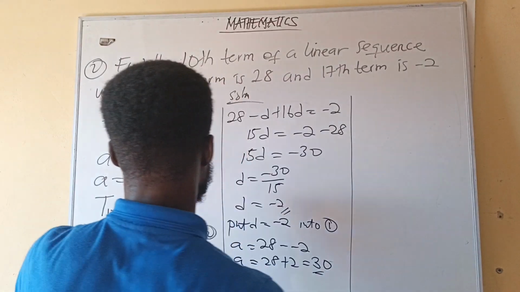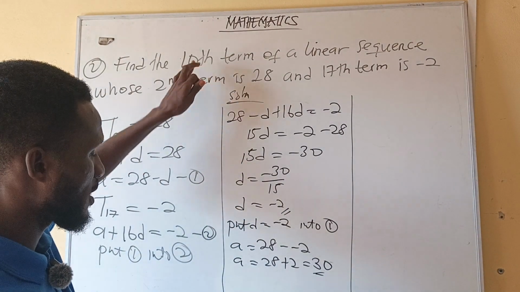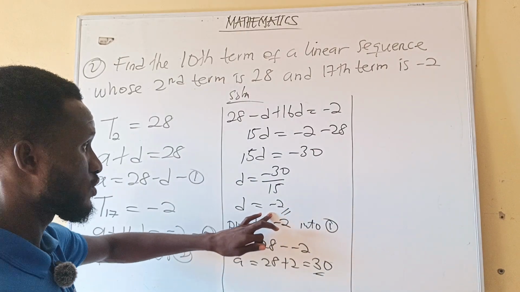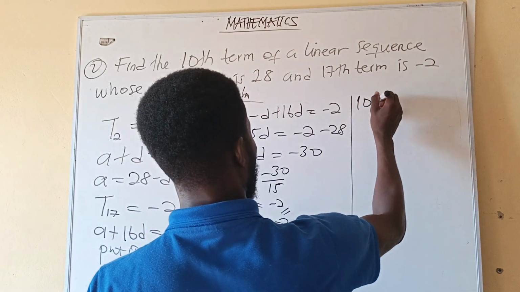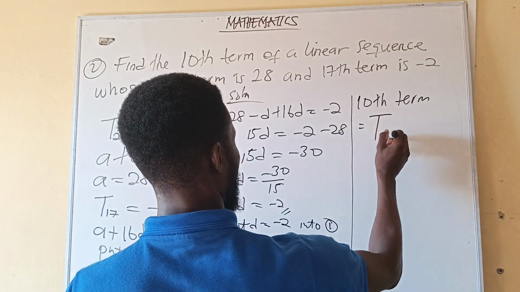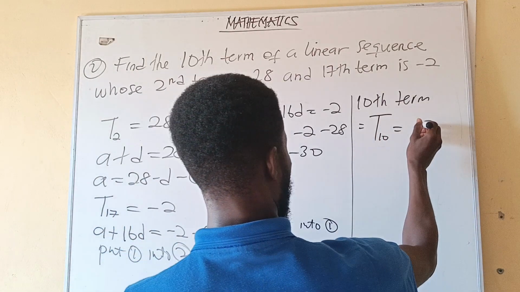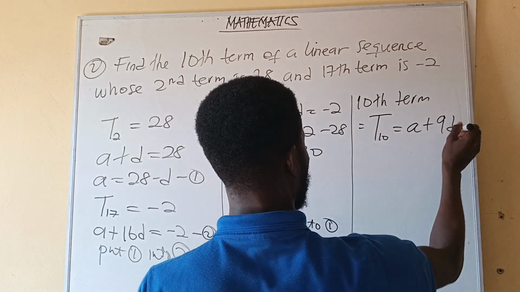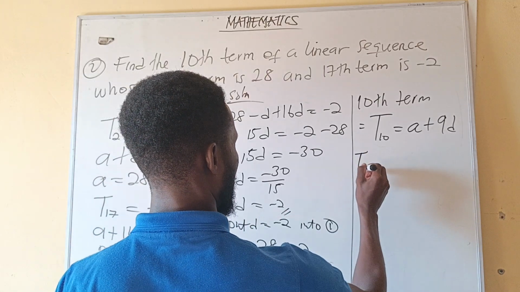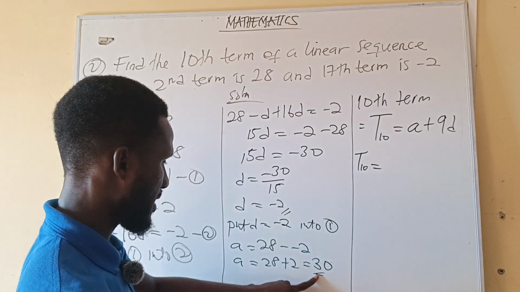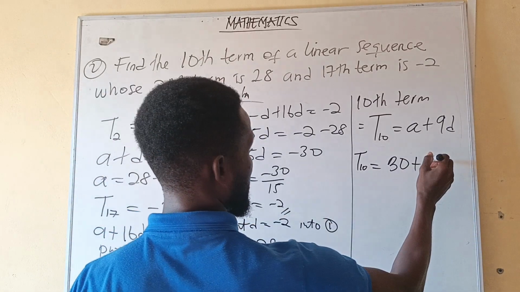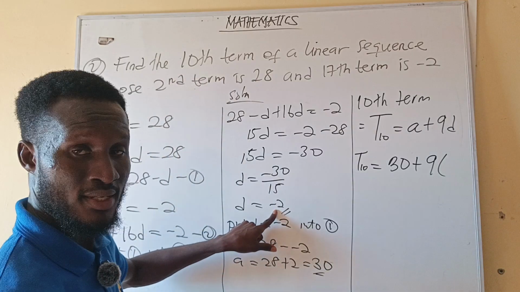Now the question says we should find the 10th term. At this point, I have a, which is 30, and d, which is equal to -2. So we're looking for the 10th term, T10, and T10 has a formula a plus 9d. Don't forget that a here is 30 plus 9 multiplying d, and d is -2.